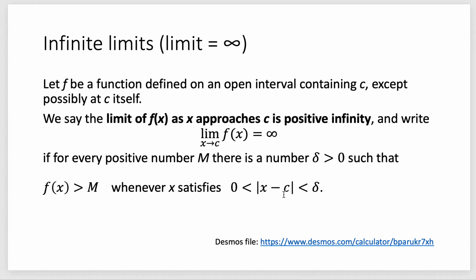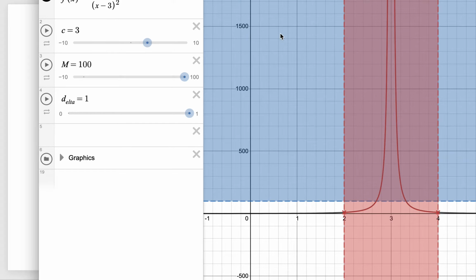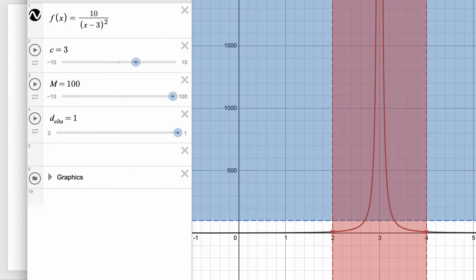So whenever those x values are really close to c, then the y values are bigger than some capital M. And I've got a Desmos file that you can look at if you want to, and I'll look at it right now. So here I've got a function 10 over x minus 3 squared, and it looks like it has a vertical asymptote at 3, and I'm interested in what's the limit as x approaches 3, so that's why I've got c equals 3 here.